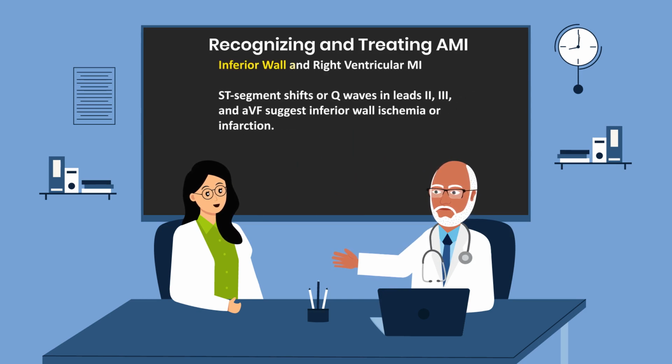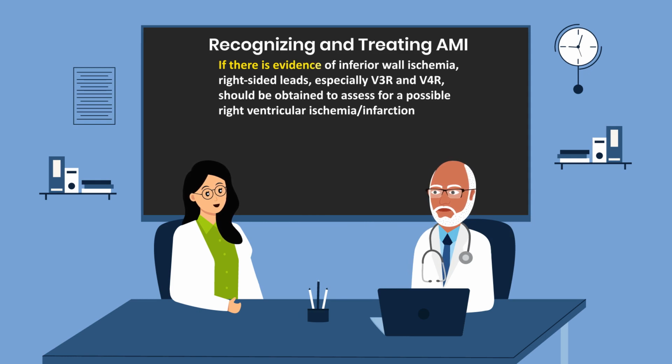Inferior wall and right ventricular MI. ST segment shifts or Q waves in leads 2, 3, and AVF suggest inferior wall ischemia or infarction. If there is evidence of inferior wall ischemia, right-sided leads, especially V3R and V4R, should be obtained to assess for a possible right ventricular ischemia or infarction.